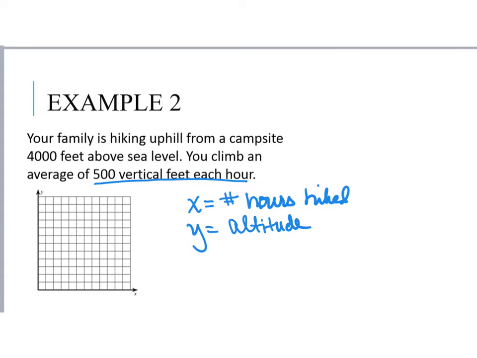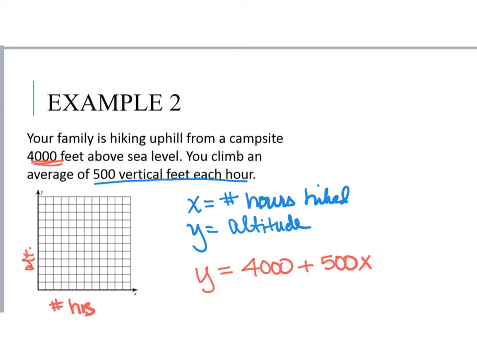So when I go to write an equation, I know that my altitude y is going to equal, we're starting out at 4,000 feet. So I'm going to take my 4,000 and then I'm going to add my rate, okay? And my rate is set at 500 feet per hour, or 500x, let's say. So when I come over here to graph this, we know that our x is going to be the number of hours, and our y we set as our altitude in feet.